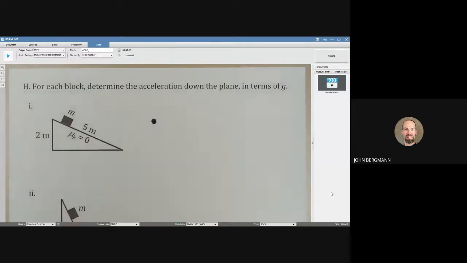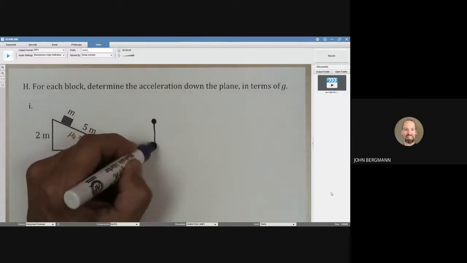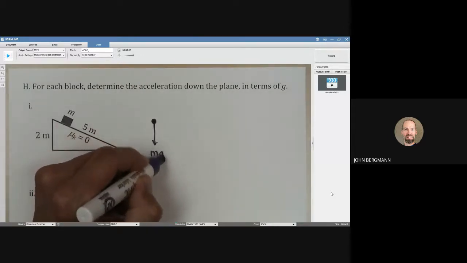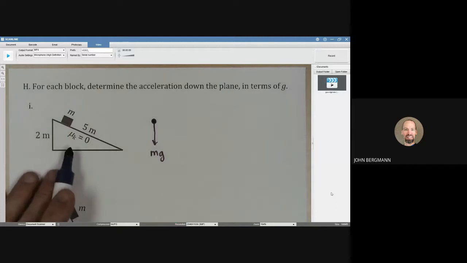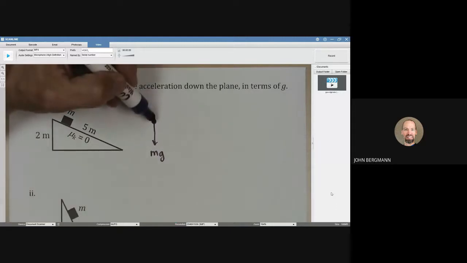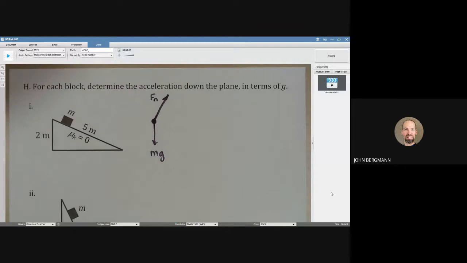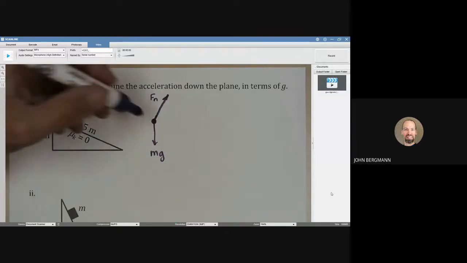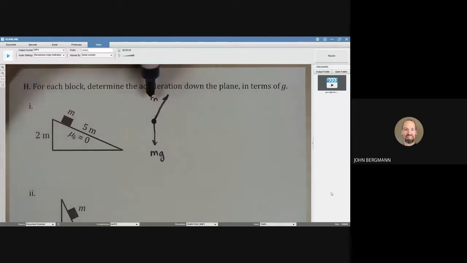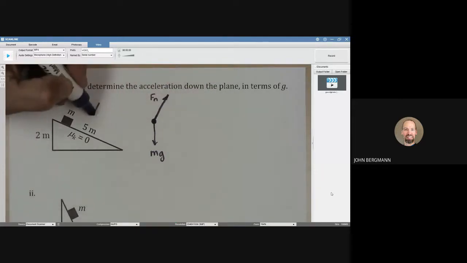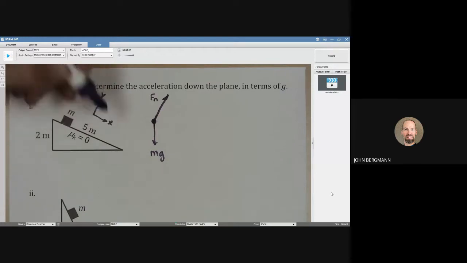So there's our object, and we know we have mg acting downward. Looks like we have no friction here, so the only other force is going to be the normal force, which is at right angles to the surface. There's Fn right there. All right, well, let's see. What's going to be the acceleration? If we sum the forces, should we put a coordinate system here? Call that y, call that x.